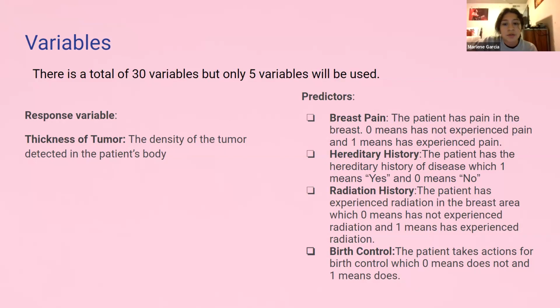Next is the hereditary history. This ranges from 1 to 0. The 1 would mean that they do have history of this disease, and 0 would mean no, they do not have history of this disease. Our next predictor would be radiation history, and this would just mean that if they have experienced radiation, it would be a 1, and if they have not experienced radiation, it would be a 0. As well as for birth control, it would go from 0 to 1. 0 would mean that they have not taken birth control, and 1 would be that they have.